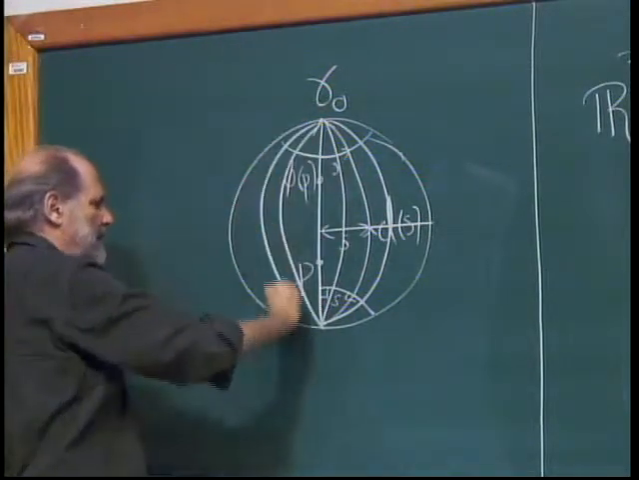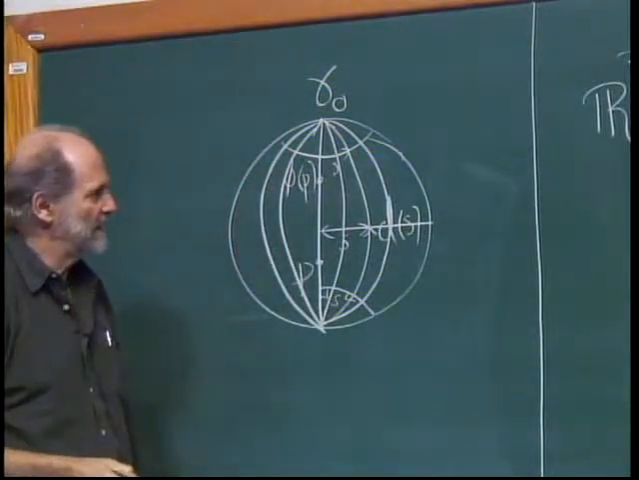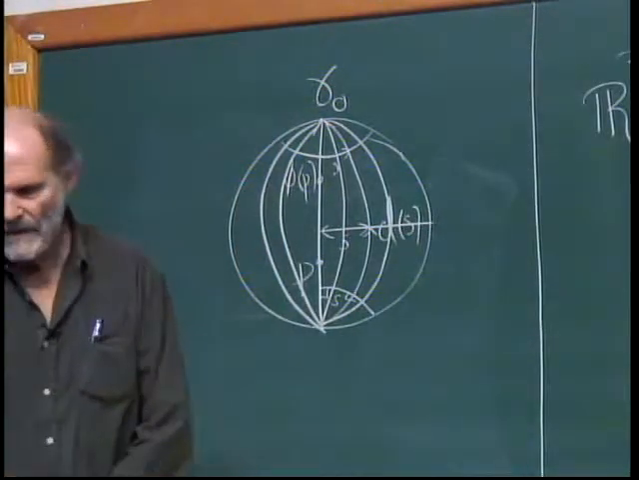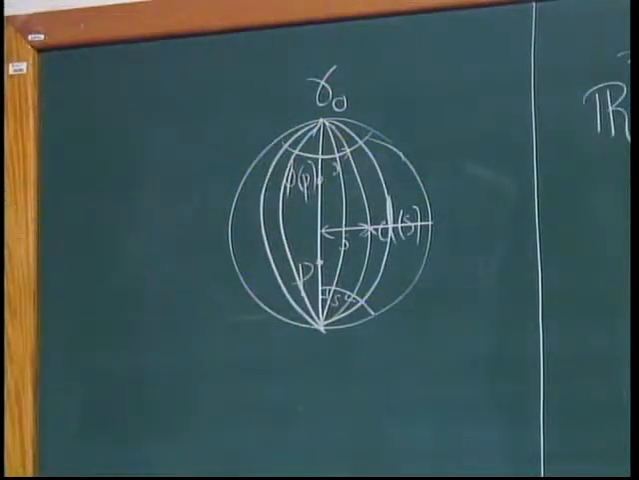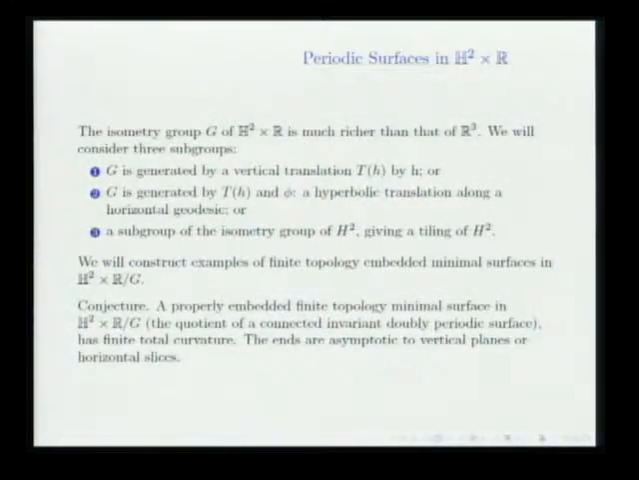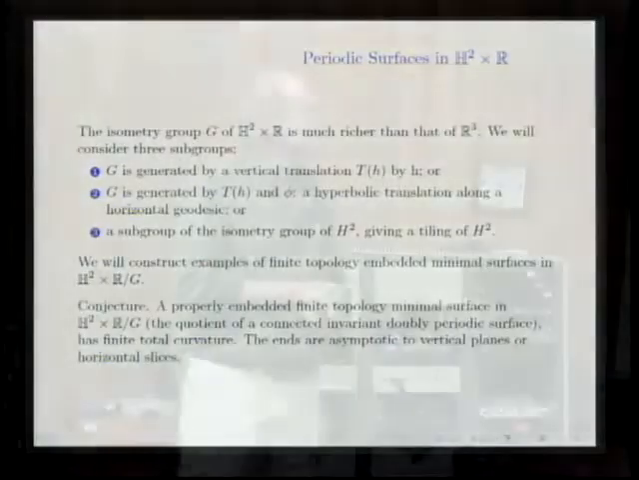They're invariant by this isometry, and I call them d of s. So if you quotient H2 cross R by the group generated by T of H and phi, this group is isomorphic to Z2. These two diffeomorphisms commute. One is horizontal, the other is vertical. It's really an action of Z2. So it's a doubly periodic surface that you're constructing, and we're interested in constructing finite topology embedded minimal surfaces in that quotient. We'll call them doubly periodic minimal surfaces.